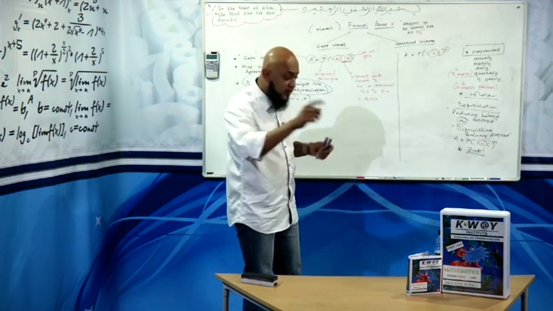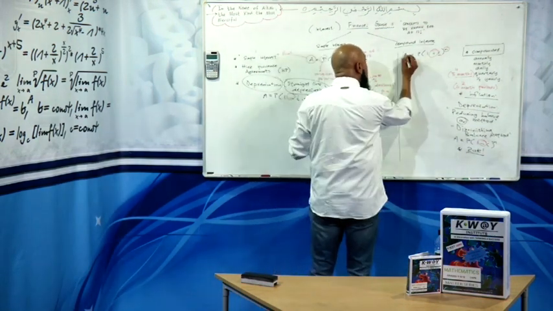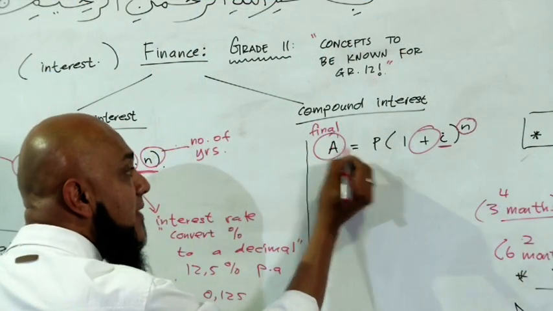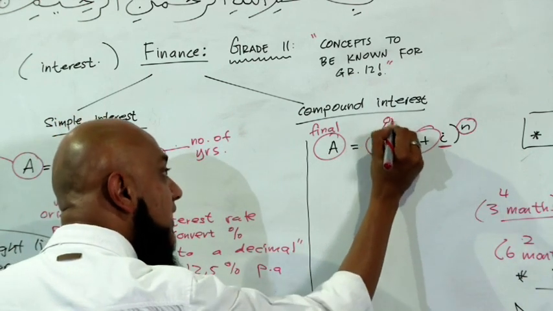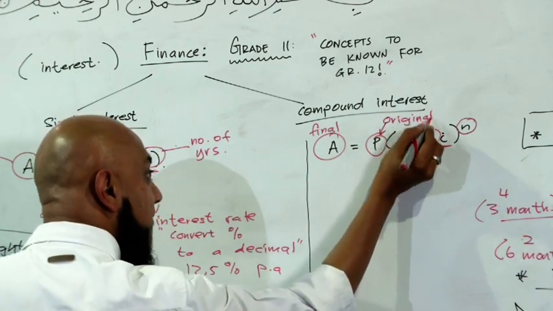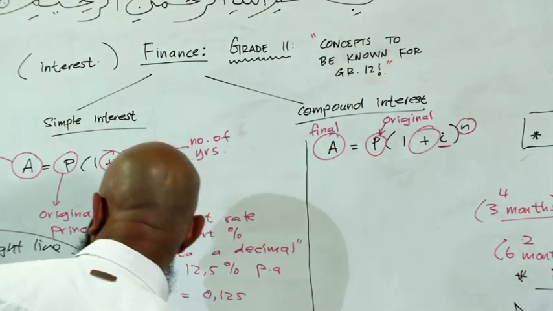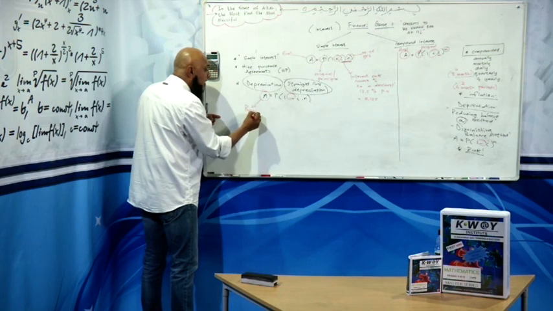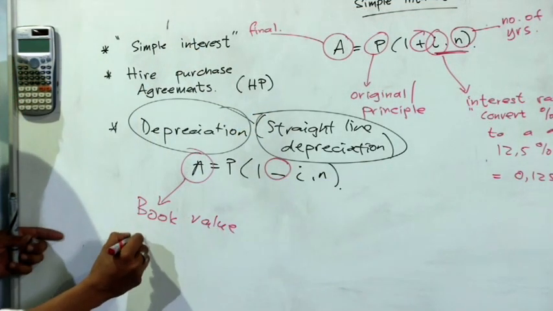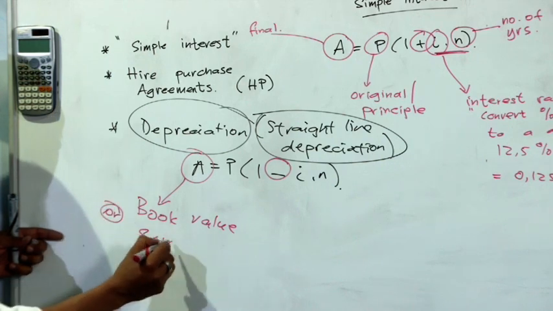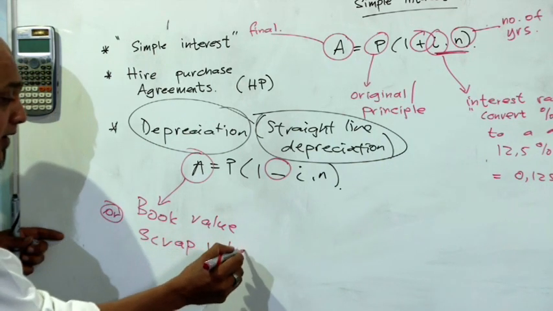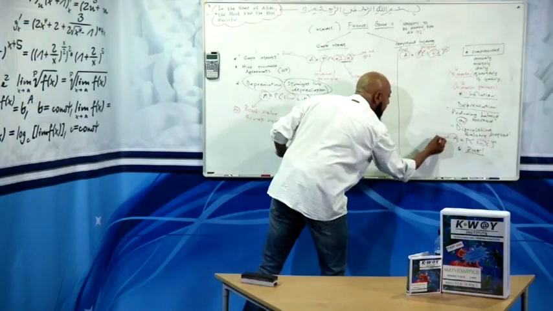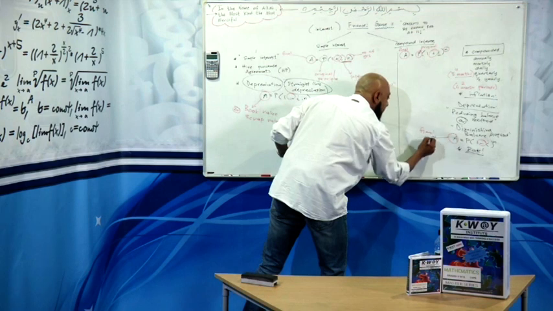Now, in the compound interest formula, A would still represent your final amount, and P would still represent your original amount. Okay? When you're dealing with depreciation, A represents what we call book value, or another word for book value is scrap value, because something becomes scrap. I'm going to move over to that side as well. So this A here would be your final scrap value.